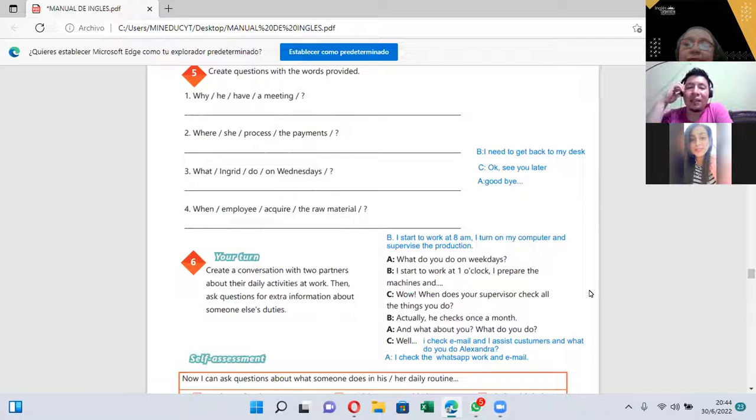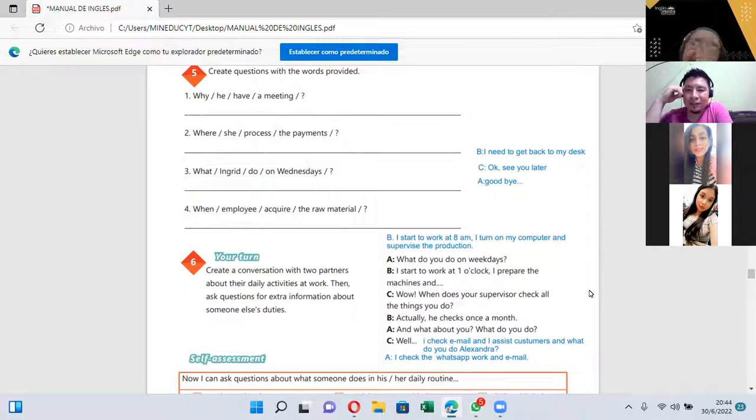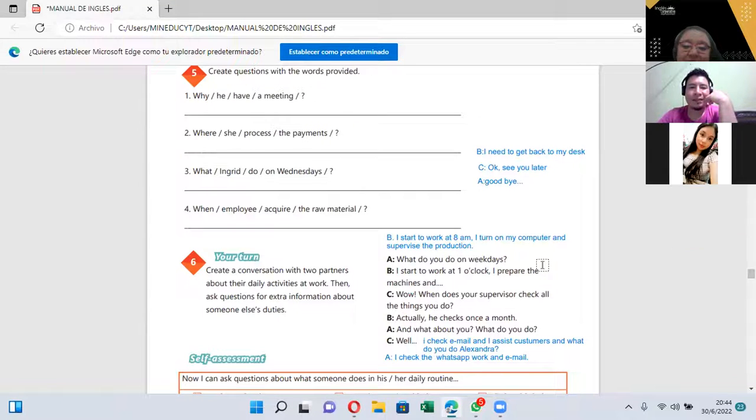Okay, I need to get back to my desk. Okay, see you later. Goodbye. Hey, great, excellent, very well done, congratulations. Now let's get back, okay, to the main session room. Because I need to take your attendance. Okay. But the idea is that you practice and you have been practicing, yes? Producing English language. Very well.